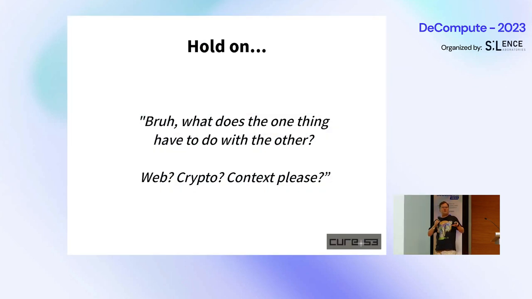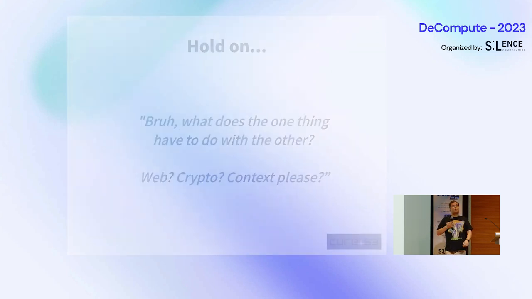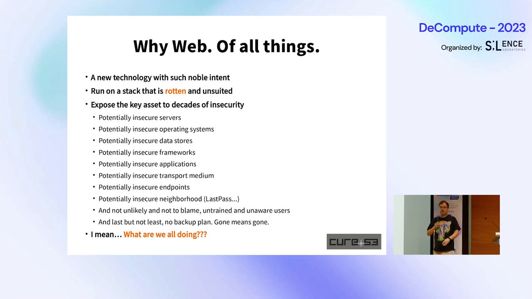And now you might wonder, how does all that relate? You're talking about the web and burgers and all these things. Where do those two things connect in this presentation? This is what we're going to talk about right now. I am wondering, why do we use the web and related technologies such as HTTP and HTML and especially browsers for a new technology with such noble intent and such a well-thought-out framework underneath? Why do we run this on a stack that is obviously rotten and not suitable for this?